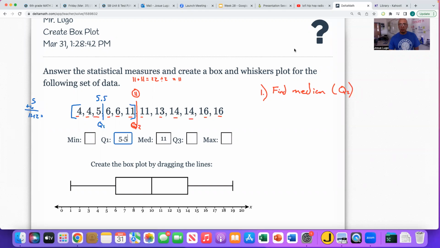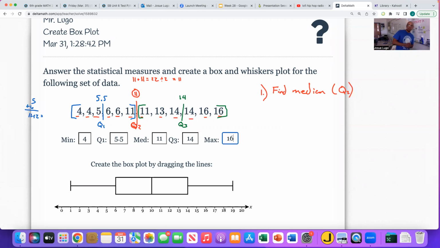All right, what about our upper median, or Q3? So I'm going to be looking at this data from this 11 all the way to the 16. So it's going to be between 14 and 14. So 14 plus 14 is 28 divided by 2 is 14, ladies and gentlemen. That's my Q3. Q3 is my 14. All right, the minimum is obviously 4. That's the least value, and the maximum is 16. And that's it. Now I have all the information necessary to build the box plot.